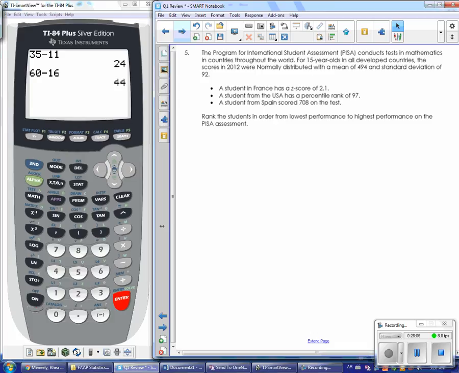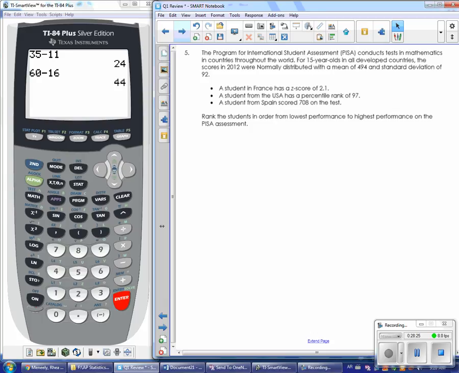Okay, in number 5, it says the Program for International Student Assessment, PISA, I guess, conducts tests in mathematics in countries throughout the world. For 15-year-olds in all developed countries, the scores in 2012 were normally distributed with a mean of 494 and a standard deviation of 92. A student in France has a z-score of 2.1.